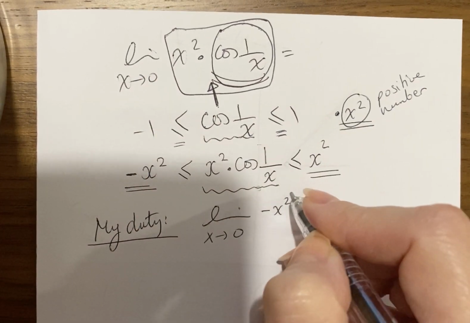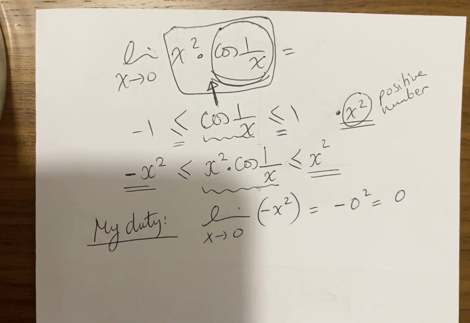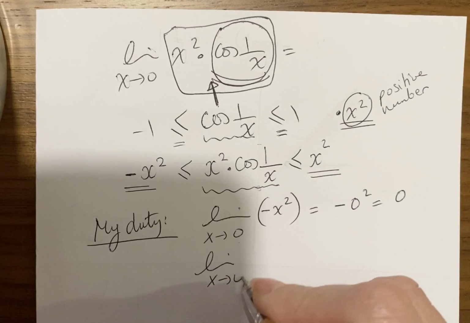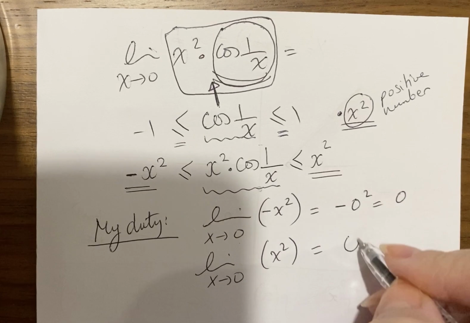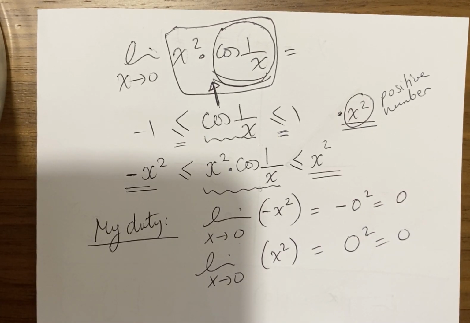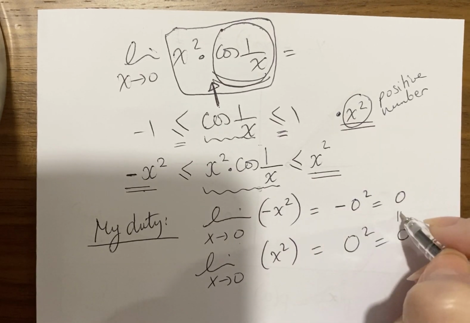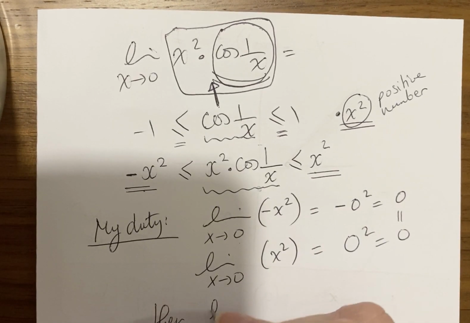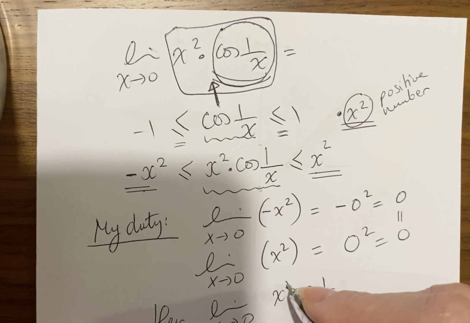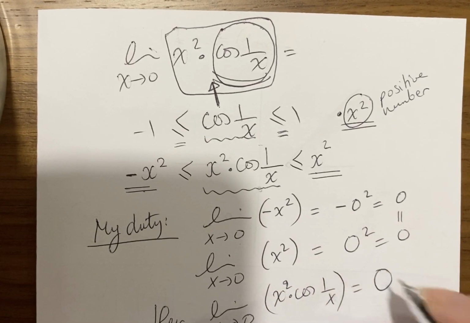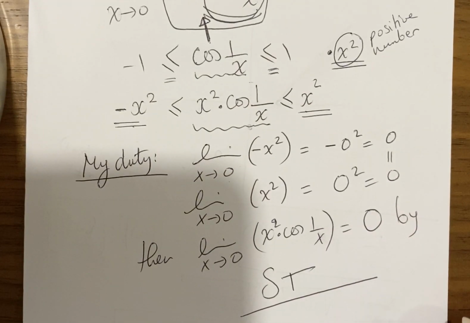The limit of the lower bound minus x squared at 0 is what? It's minus 0 squared, so it is 0. The limit of the upper bound x squared around 0 is 0 squared, which is also 0. Is the limit of the upper bound equal to the limit of the lower bound? Yes, since they are equal to each other, then the limit of the filling, what is the filling? It's the one in between, which is what we want, has to be exactly the same by what we call the squeeze theorem or the sandwich theorem.